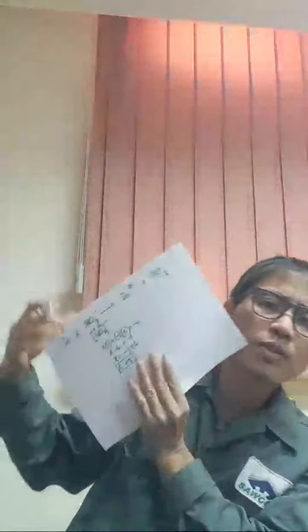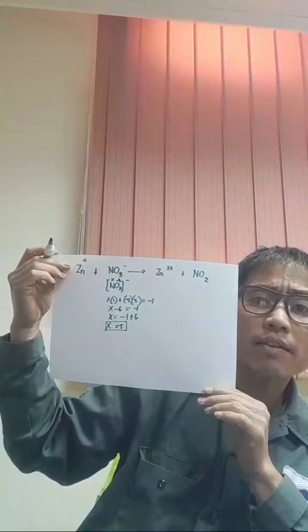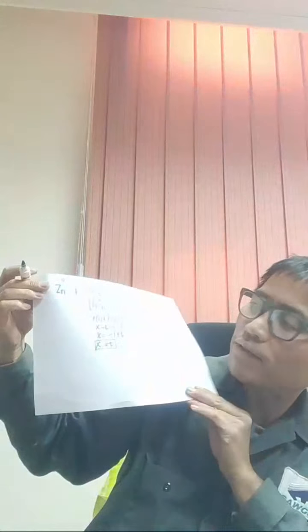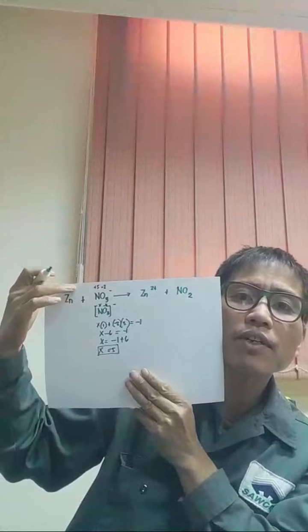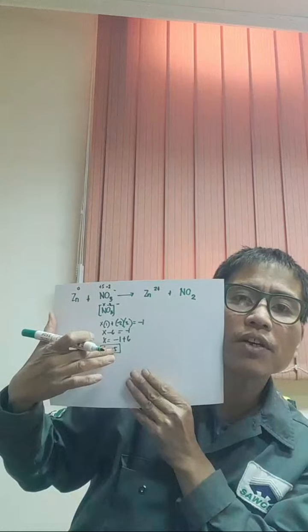Simple algebra. So X is equal to 5, the charge of the nitrogen, and we substitute this 5 for the nitrogen here. Now for the zinc, that is 0. Oh no, 2, sorry. So +2.